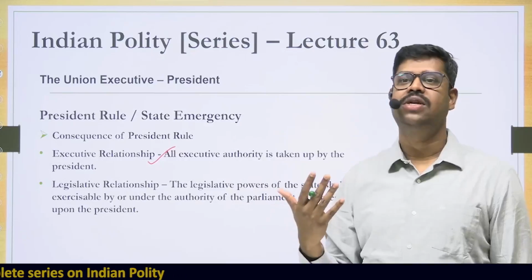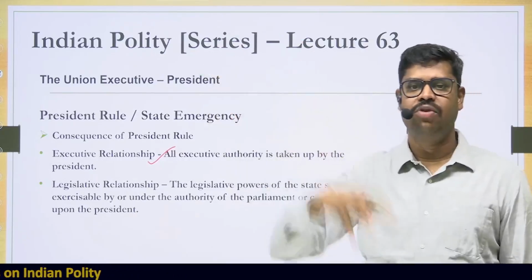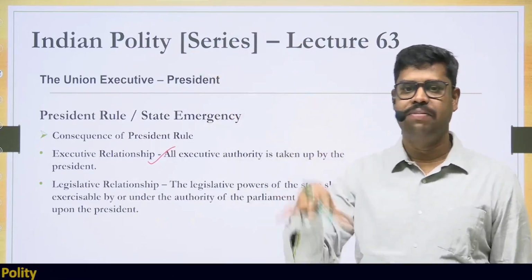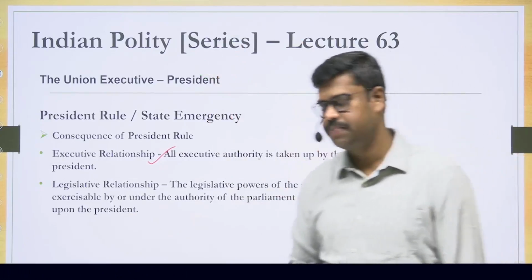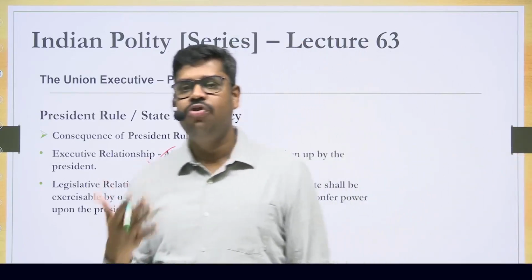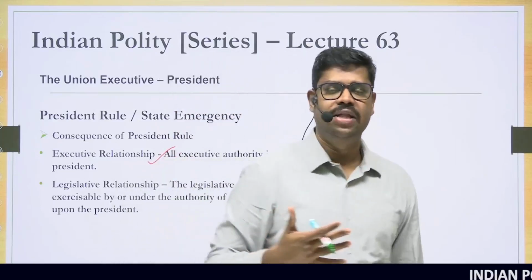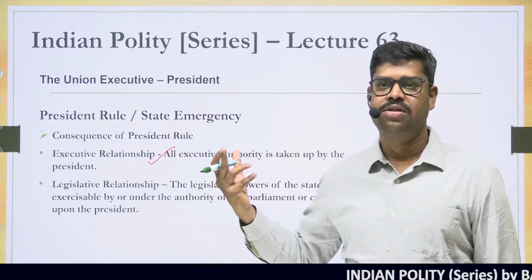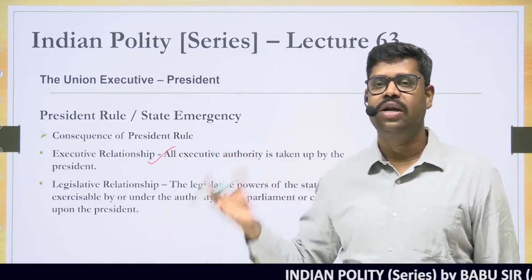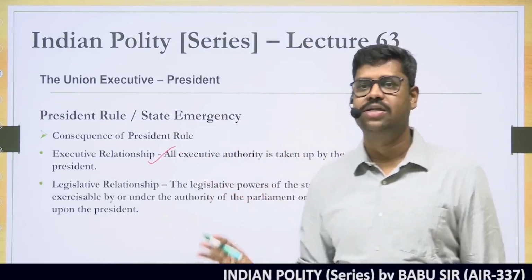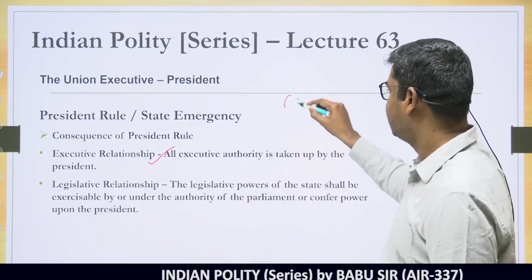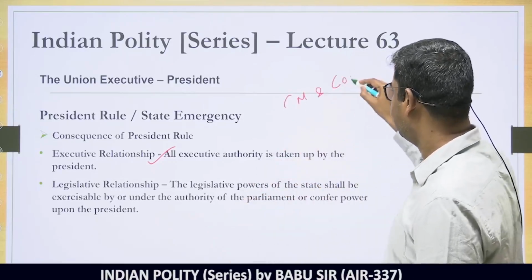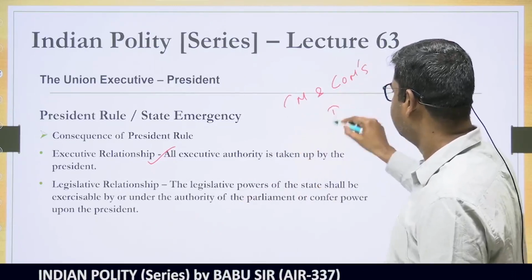To what extent the union government may have control over the state government when a president rule is imposed in a particular state. In fact, if you talk of the executive relationship, I would say that all the executive powers are taken up by the union, because the state is kept under president rule and there are no state executives. In fact, the chief minister and the council of ministers in the state are dismissed.